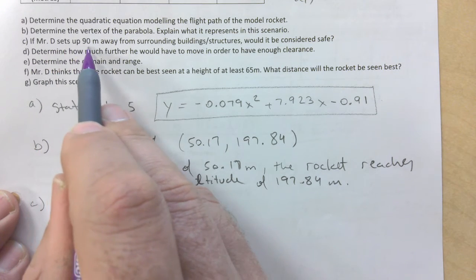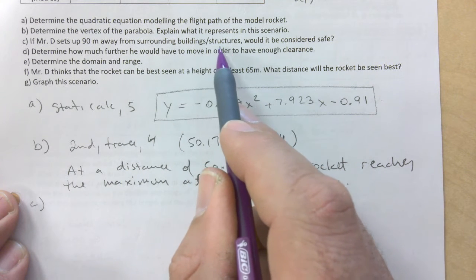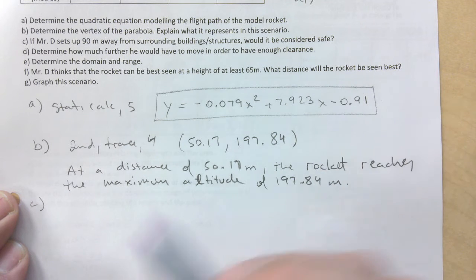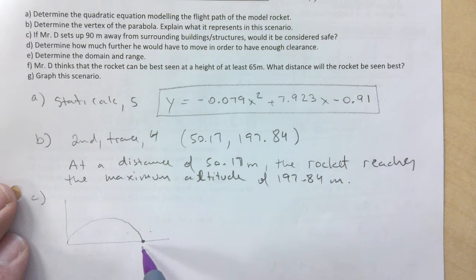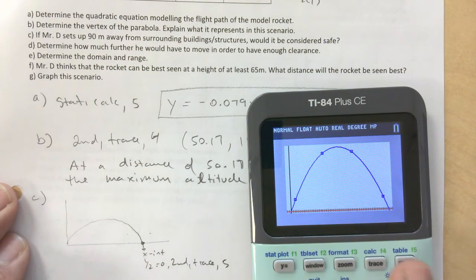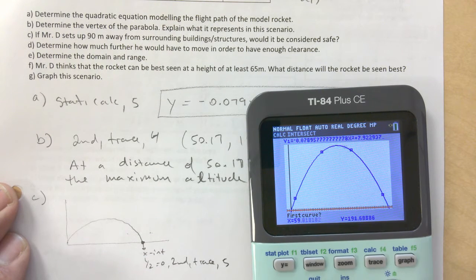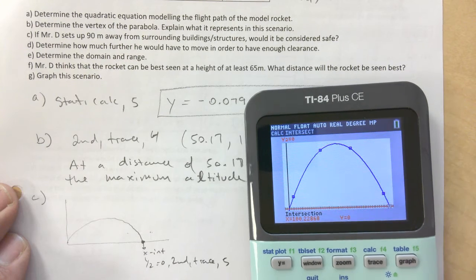So C, if Mr. D sets up 90 meters away from surrounding buildings or structures, would it be considered safe? So I'll give you a picture here. If this is the launch site here, and we don't know where it's going to land, is the building here or is it there? That's the question. Are we in the danger zone or are the buildings further away? So the only way of finding out is you have to find the x-intercept. Okay? So we're going to go y2 is equal to 0, second, trace 5. So we're going to go ahead and do that. And that's 100.230.